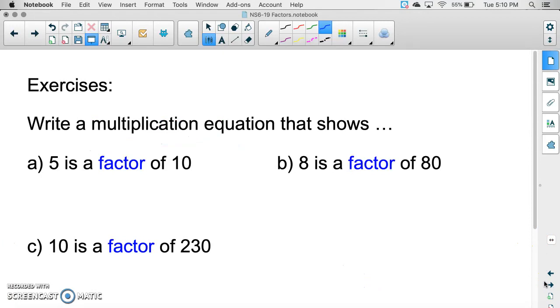Here's an exercise for you to complete on your whiteboard. I want you to write a multiplication equation that shows A, 5 is a factor of 10. So for example, 5 times what is going to get me to 10. For B, 5 times what is a factor of 80, and C, 10 times what is a factor of 230. When you're done, you're going to resume the screencast.